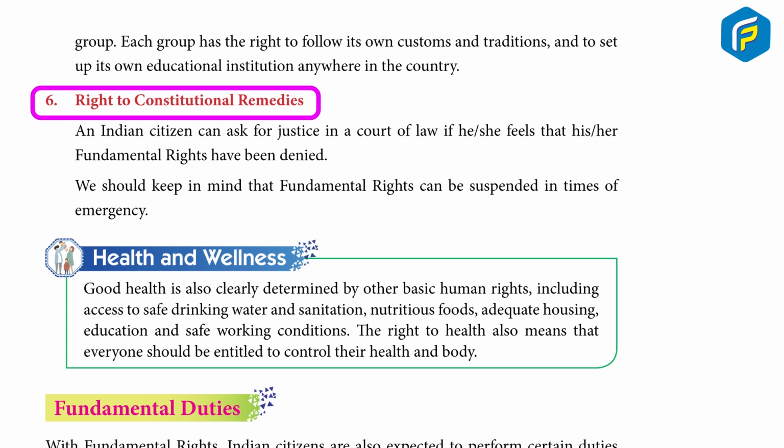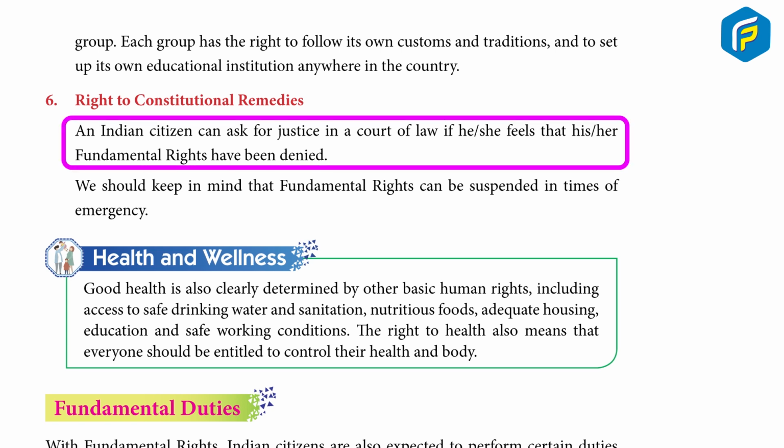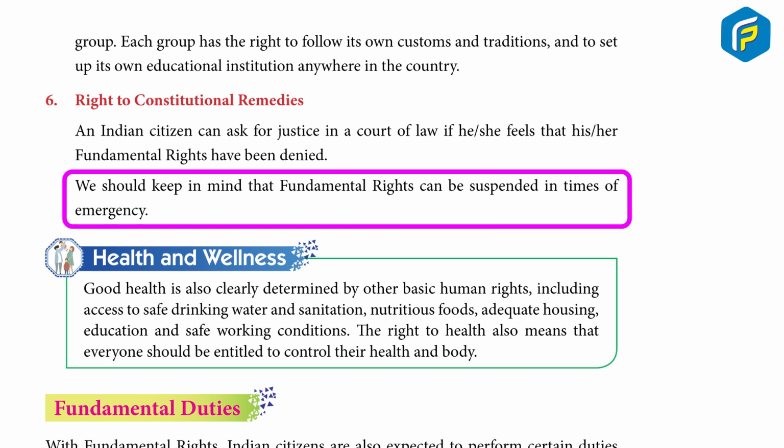6. Right to constitutional remedies. An Indian citizen can ask for justice in a court of law if he/she feels that his/her fundamental rights have been denied. We should keep in mind that fundamental rights can be suspended in times of emergency.